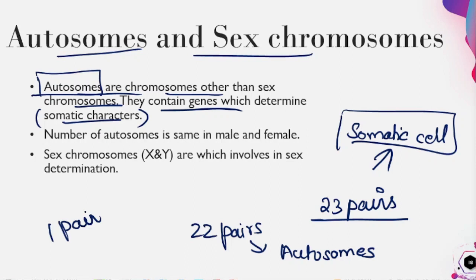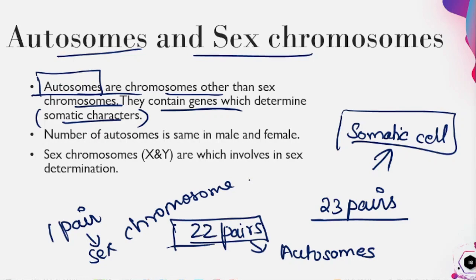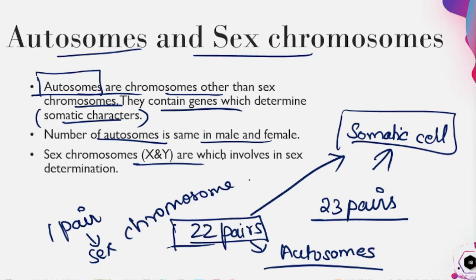Okay, 22 pairs are autosomes. These 22 pairs of autosomes are present in the somatic cells. The number of autosomes will be the same in both male and female. Sex chromosomes are X and Y, which are involved in sex determination.